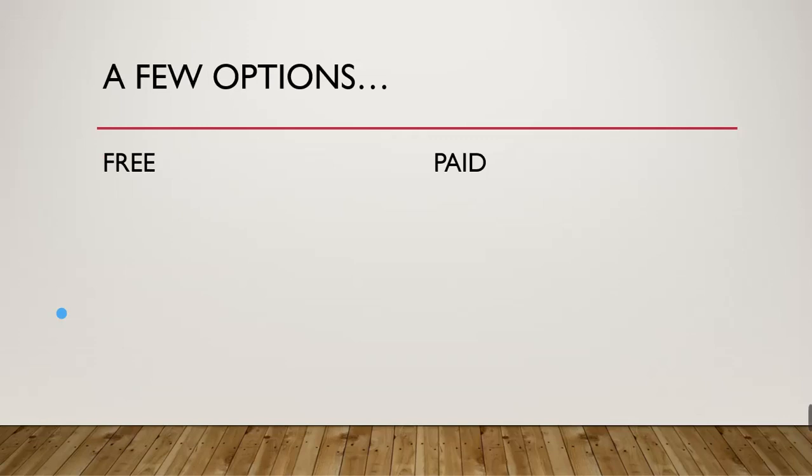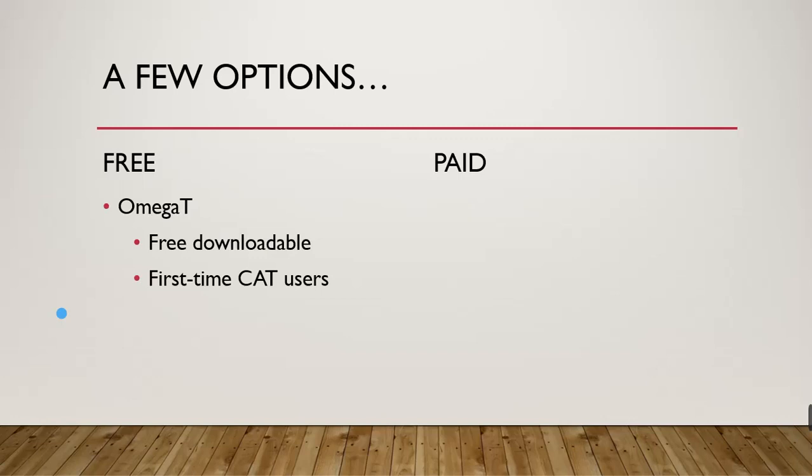So here are a few options of CAT tools. First, let's start with the free one. OmegaT is a very, very good downloadable, so offline, CAT tool. It's great for first-time users. It's simple, to the point. It has the basics. It does a very good job, but it's not overly complicated like the paid versions are, or can be overly complicated.